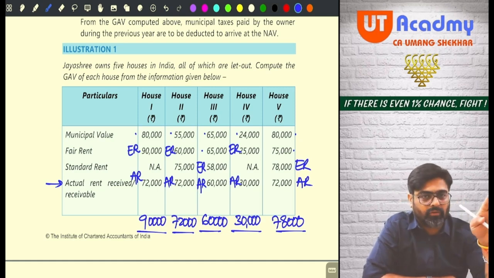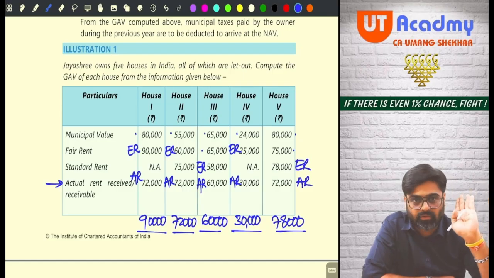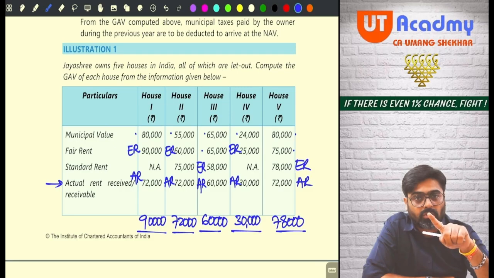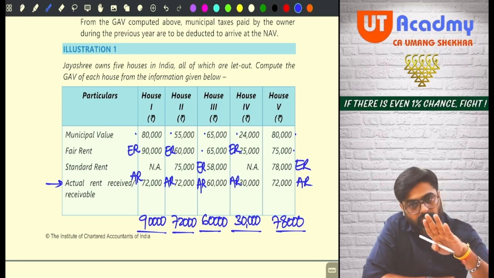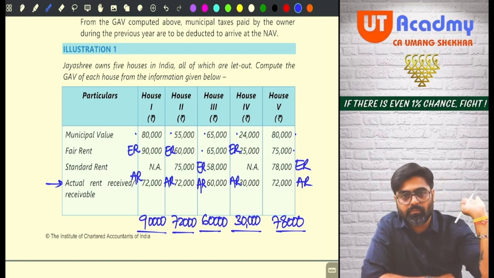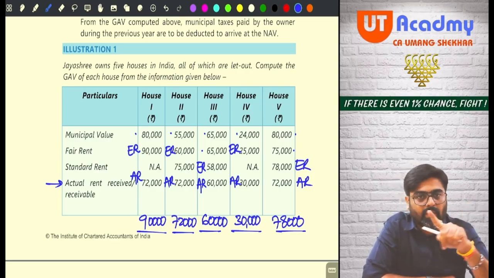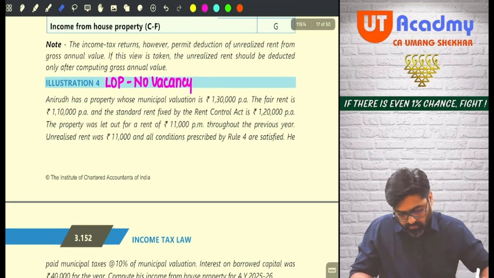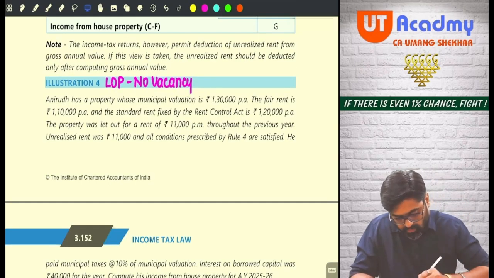So those types of things also we are going to see in the questions. Here they could have given you vacancy also. So how to do it? Those things we are going to do in the main questions. Right now, did you understand how to calculate GAV? Should I move ahead?